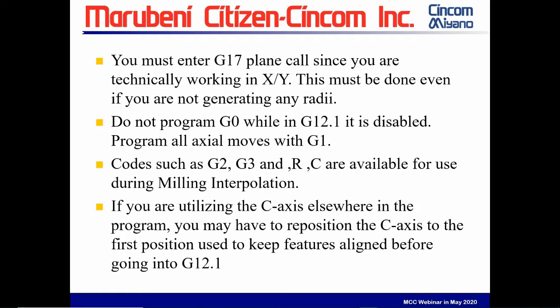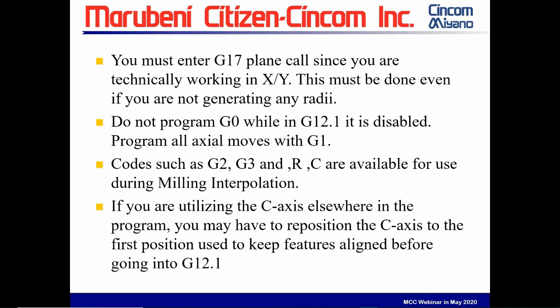Also, you do not program G0 while you're in G12.1. Technically, it's disabled. And all actual moves would be in G1. But I recommend not putting it in at all, because even though it's disabled, just like REM statements, the computer still reads it, it just doesn't act on it, and it can cause a little bit of problems. So if you leave it out entirely, it will not cause you any issues. Codes such as G2, G3, R, C are available for use during milling interpolation. In other words, you can use all G1, G2, and G3 to move. And the R, C work as well.